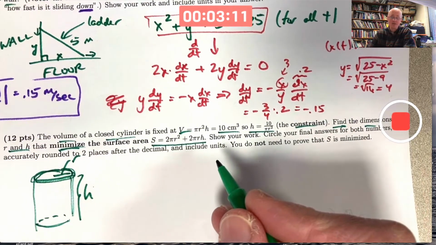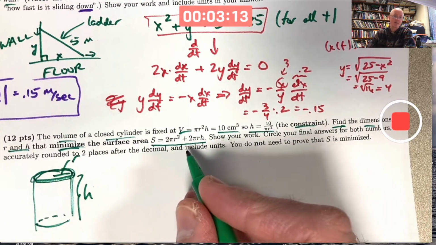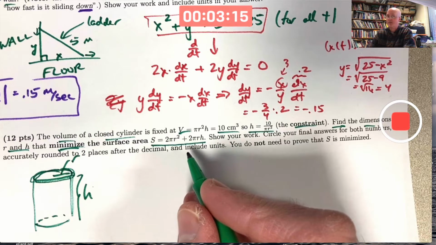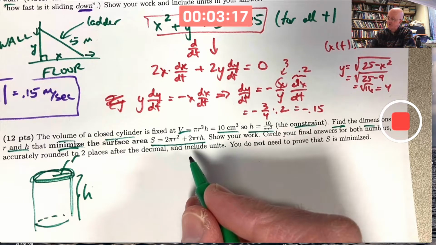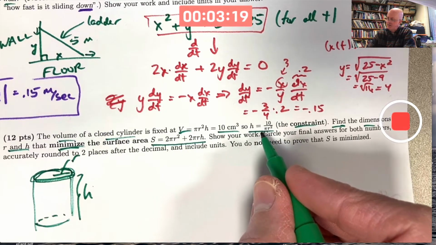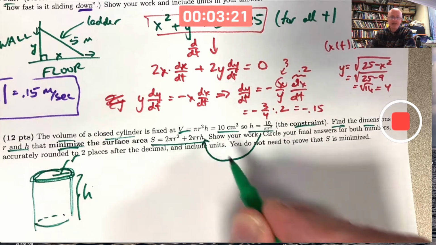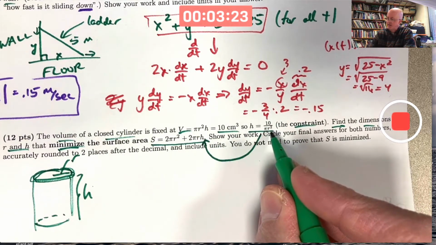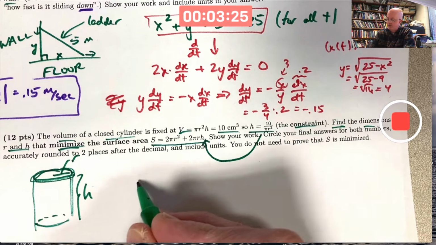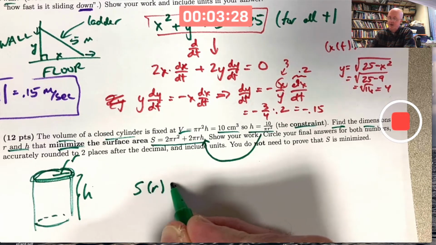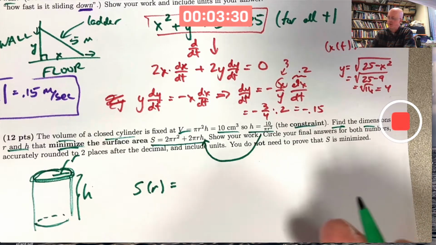This is calculus 1, so we need to be able to write the surface area as a function of just one variable, not multivariable calculus. So we can use our constraint, we can use the h, and replace the h in this expression with what you see here to get a function of r alone. That's the surface area as a function of r, and that's the function that we want to minimize.